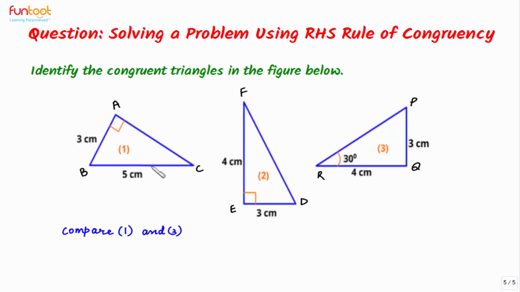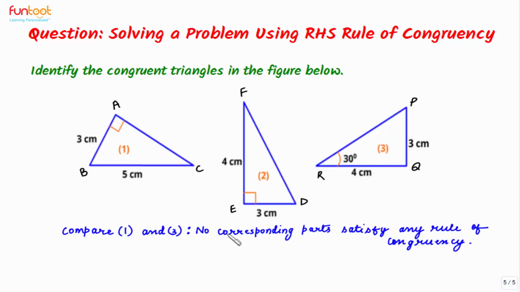When we look at triangles 1 and 3, we do not have any corresponding parts which satisfy any rule of congruency. So triangles 1 and 3 are not congruent because no corresponding parts satisfy any rule of congruency.